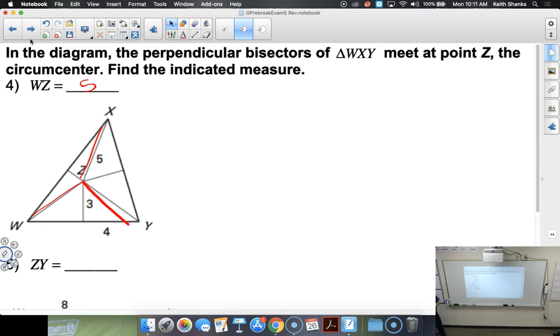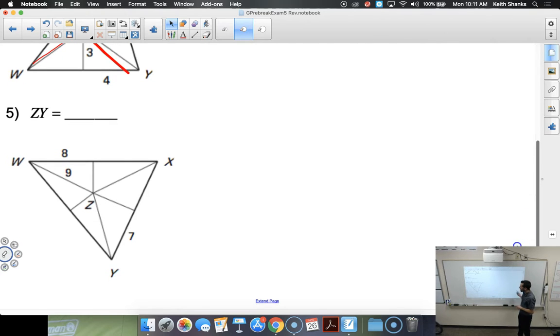No math necessary on that one. You're just acknowledging that the circumcenter is equidistant from all of the vertices. Okay. This one, ZY, is this piece right here. Again, everything is pretty much done for you because they gave you this piece. So your answer is 9. Okay? Good?